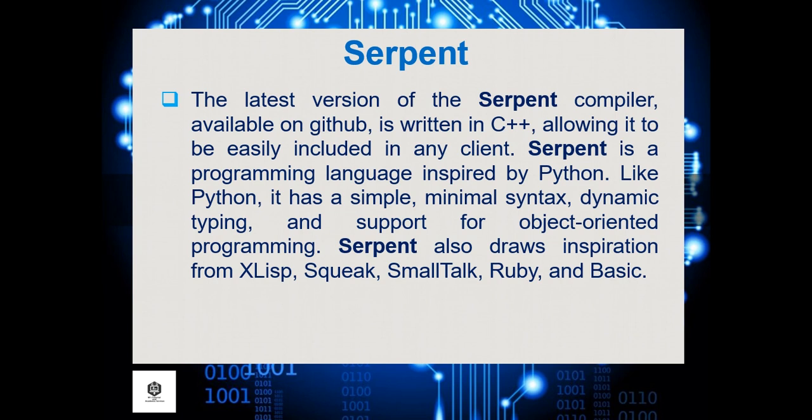Serpent is a programming language inspired by Python. Like Python, it has a simple, minimal syntax, dynamic typing, and support for object-oriented programming. Serpent also draws inspiration from XLisp, Squeak, Smalltalk, Ruby, and Basic.